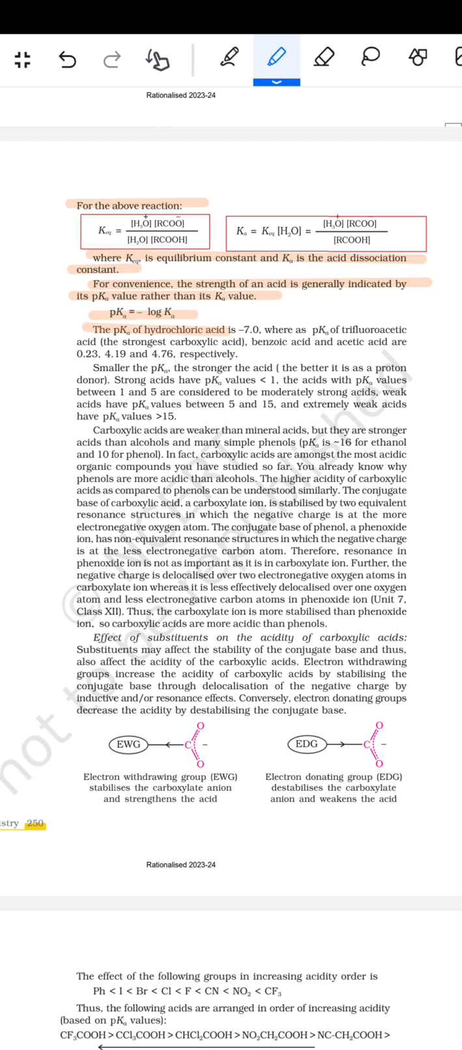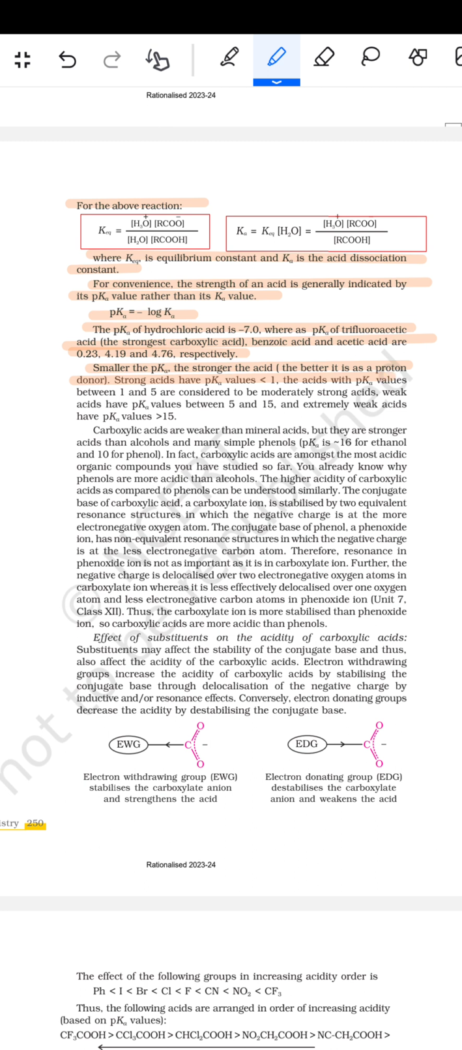The pKa of hydrochloric acid is minus 1.0, whereas the pKa of trifluoroacetic acid, the strongest carboxylic acid, benzoic acid, and acetic acid are 0.23, 4.19, and 4.7 respectively. The smaller the pKa, the stronger the acid, the better it is as a proton donor.